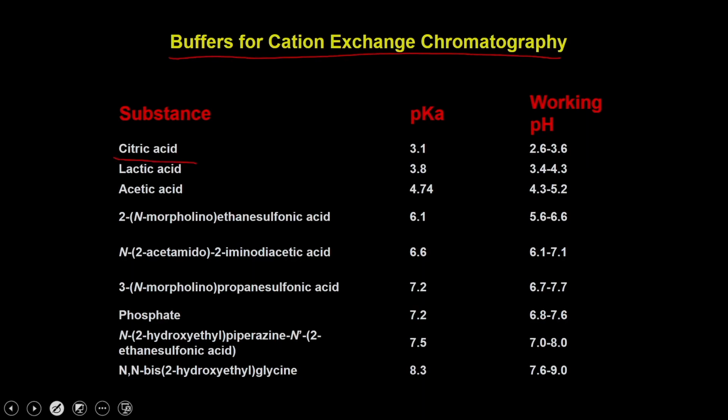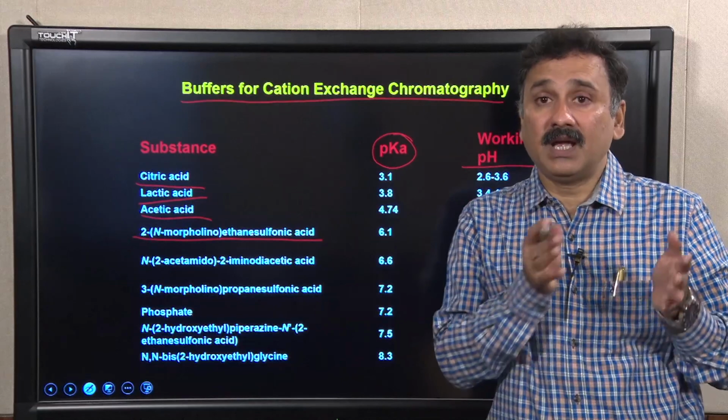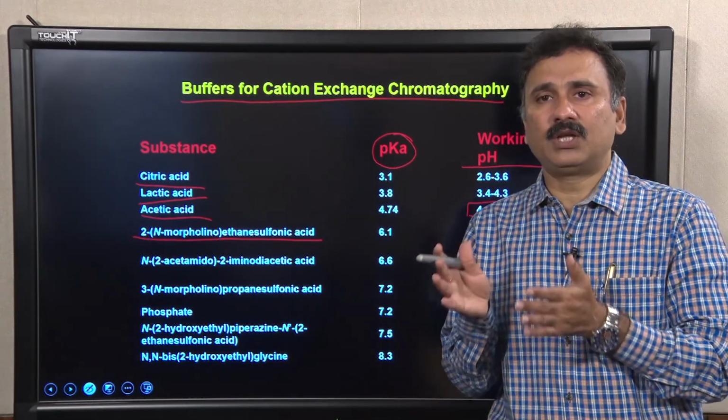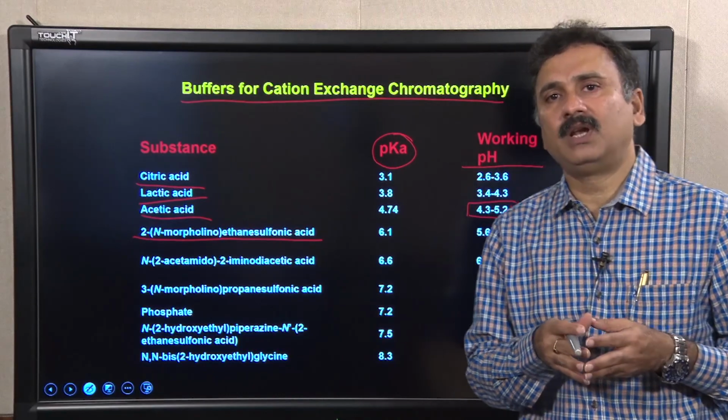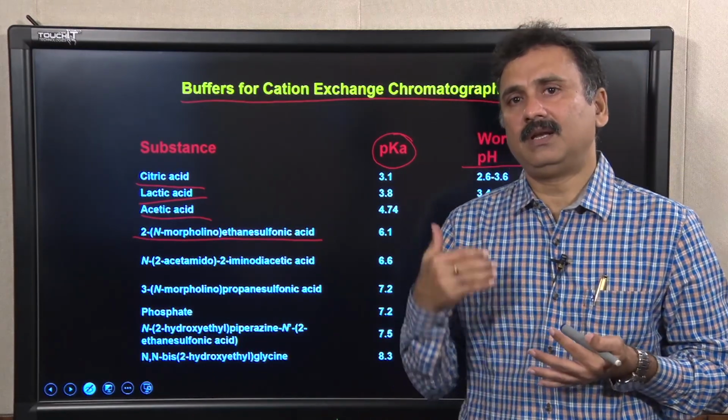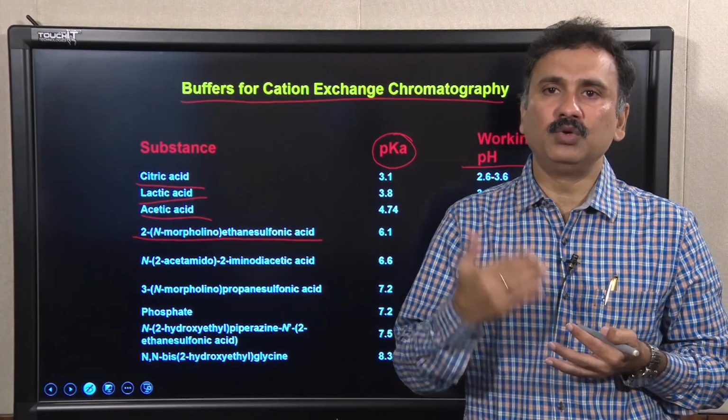You can use the citrate buffer, lactate buffer, acetate buffers. You can use all other buffers of this type. What you have to consider is their pK values as well as the working pH. So, depending on what pH you are interested in, you can choose the particular type of buffer, because only in this working pH it is going to maintain a stable pH, so that it should not vary, because as soon as the pH varies, it is going to change the charge present on the particular protein, and as a result it is going to affect the overall elution process.